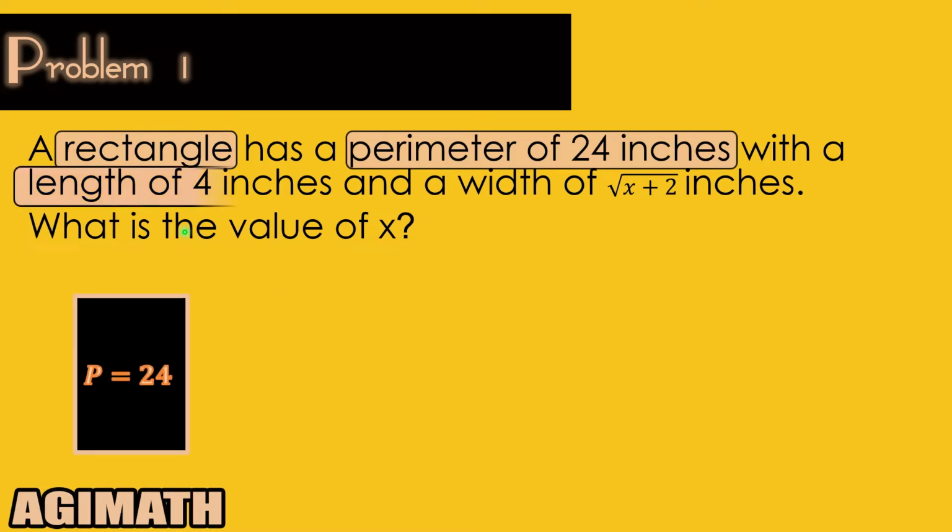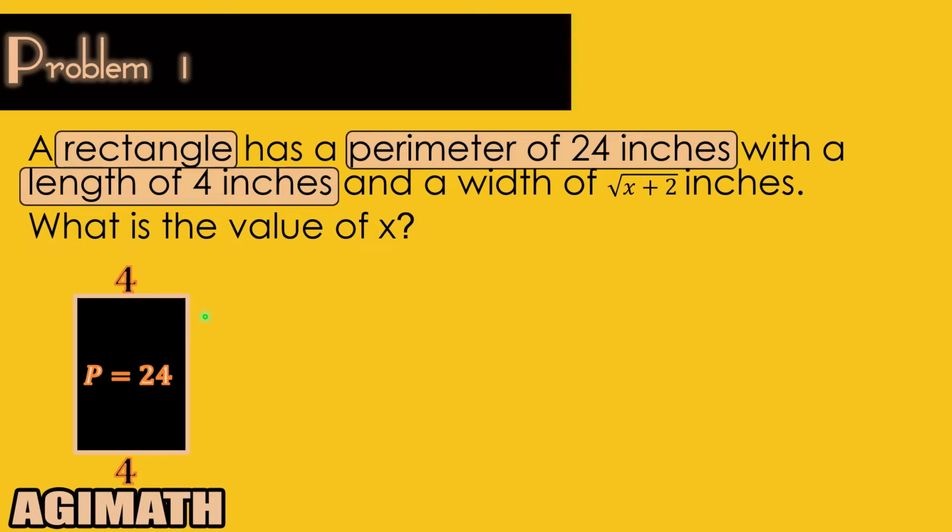The next given is the length of the rectangle is 4 inches. Meaning, if this is a rectangle, we can denote this side to be the length and this side is equal to 4 inches. Since this is a rectangle, always remember that the pair of opposite sides are congruent. So if this is equal to 4, this is also equal to 4. How about this side?